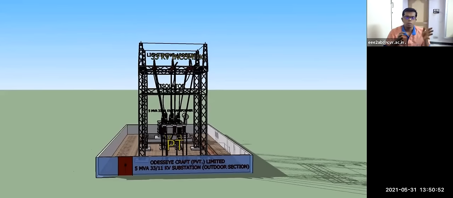So 1 mega ampere in the line is shown by the winding as 10 amperes. So 10 amperes on the meter means the line is carrying 1 mega ampere.